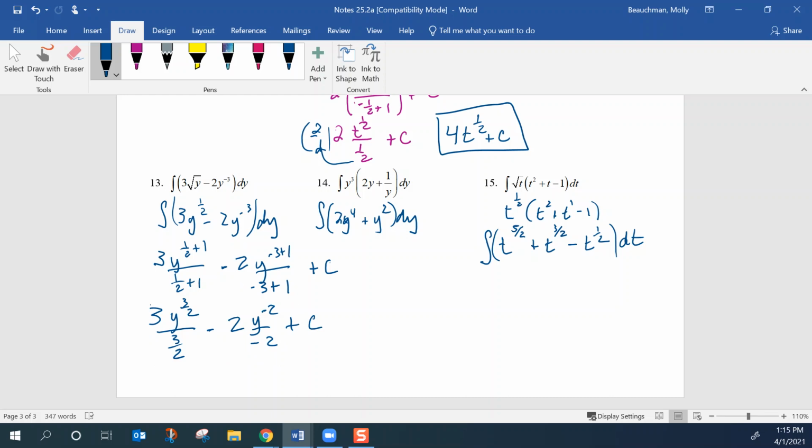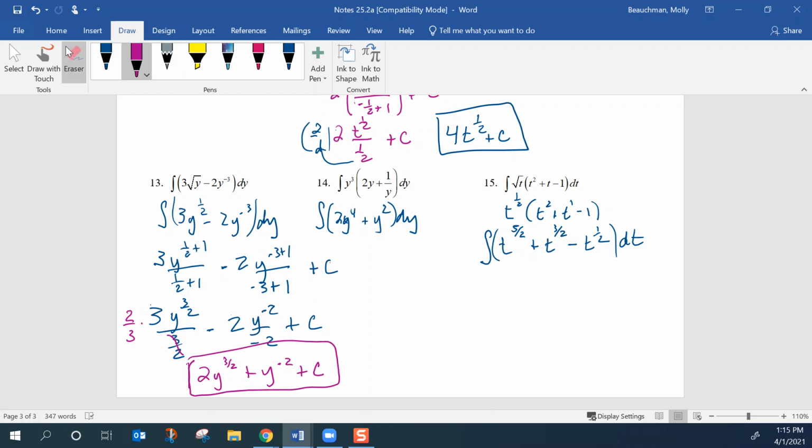constant, then simplify. So the last step, dividing by 3 halves, is the same thing as multiplying by 2/3. So I would end up with 2/3 times 3y to the 3 halves. The 3's cancel. I get 2y to the 3 halves minus 2 divided by negative 2. These cancel, and I get plus y to the negative 2 plus the arbitrary constant. So that's antidifferentiation, or integration, is taking the derivative backwards, the inverse process.